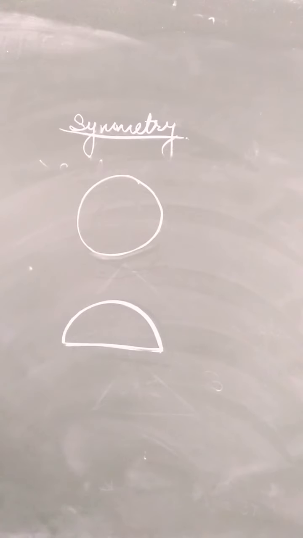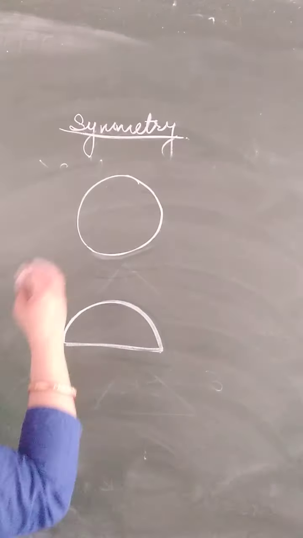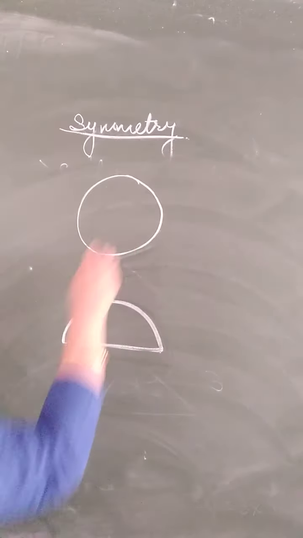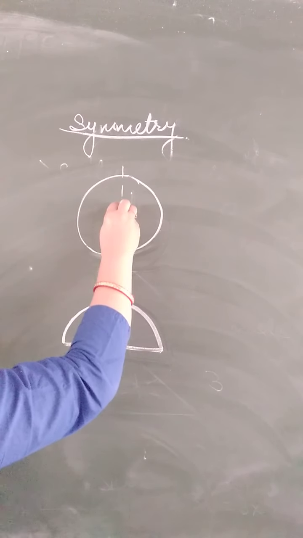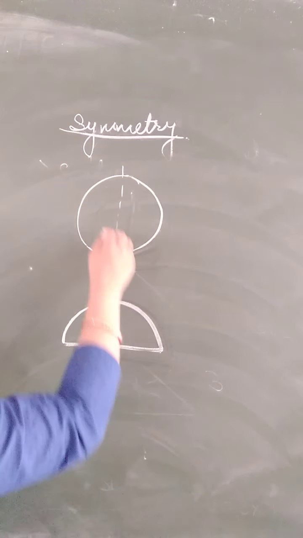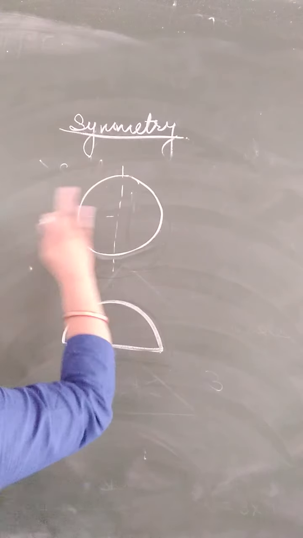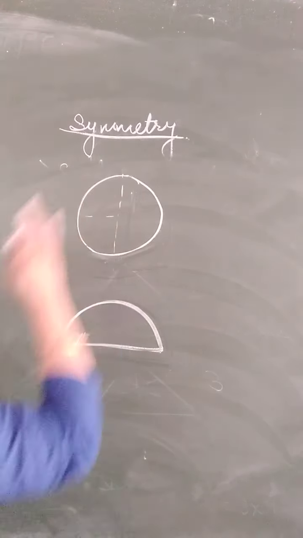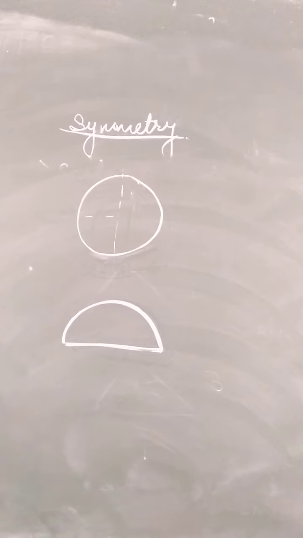Now see some more figures. This is a circle. A circle is symmetrical about its diameter, and the circle has so many diameters, infinite diameters. So it has an infinite number of lines of symmetry.